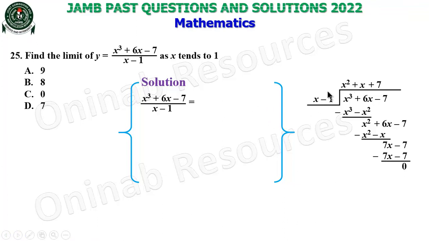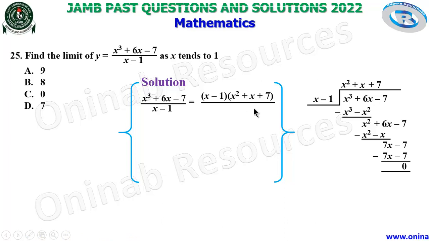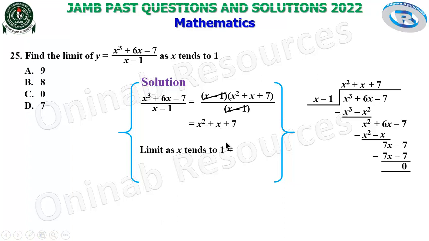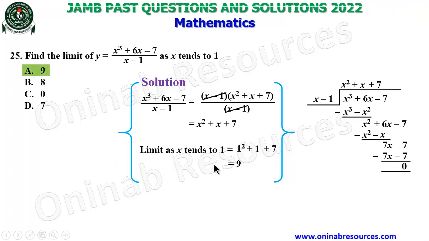So we can now say that x minus 1 multiplying this second factor gives this. So we have x minus 1 into x squared plus x plus 7 divided by x minus 1. So this x minus 1 goes with this x minus 1. We are then left with x squared plus x plus 7. So the limit as x tends to 1 is just to substitute x is equal to 1. So that's 1 squared plus 1 plus 7, which gives 9. And that's option A. And that's the end of the solution to problem 25.